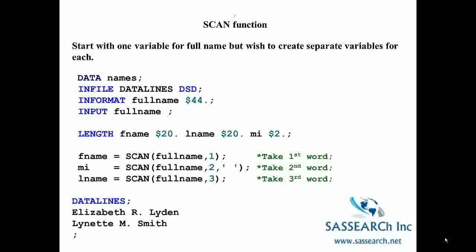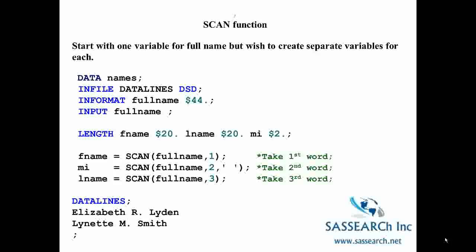So here let's look at an example of the scan function. We're going to start with one variable for a full name, but wish to create separate variables for each. So here we have data names, and we have two names that we're reading in, my name and one of my colleagues' names. And so notice here that we're going to separate the full name into individual parts of the name: fname, MI, and lname.